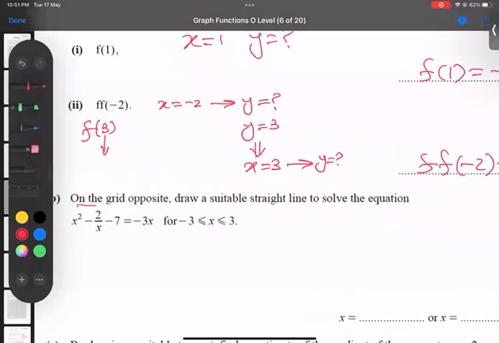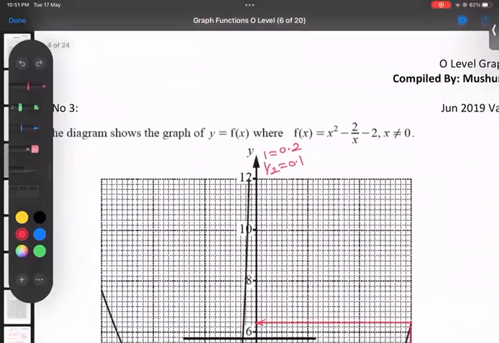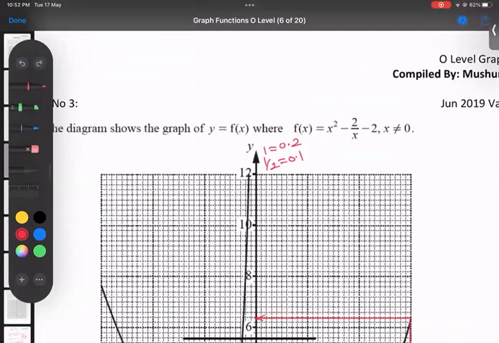On the grid opposite, draw a suitable straight line. Whenever he says suitable straight line, we always try to do what? Left hand side, try to match with the top question. What is the top question here? x squared minus 2x minus 2. Keep in mind the whole thing, especially here -2 and here -2 by x.